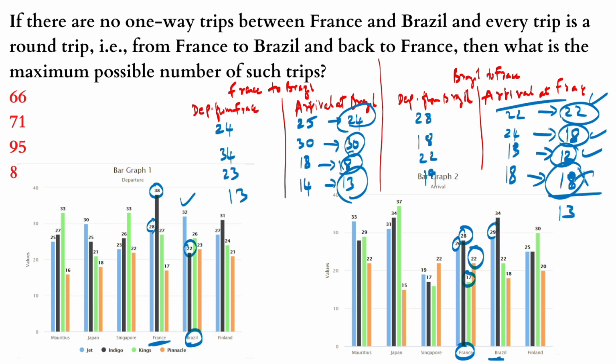So we can ignore 18 because 13 are arriving at Brazil. If 13 are arriving at Brazil and again getting back to France, those are the 13 flights which must get back. If 18 are getting back, then those are not from Brazil to France. They must be from some other country to France, right? So 13 we must calculate, not 18. So 22 plus 18 plus 12 plus 13. This will be equal to 66 round trip flights. Maximum number of round trip flights.